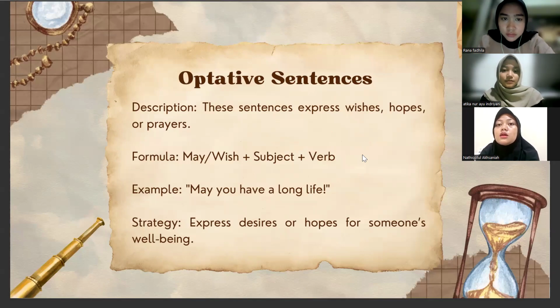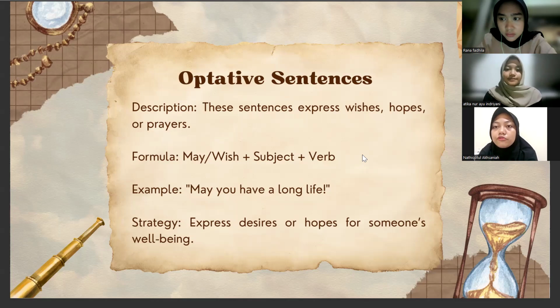And the last kind of sentence is the optative sentence. Optative sentences express wishes, hopes, or prayers. The formula of optative sentences is to have may, or wish, or will, plus subject and verb. For example, may you have a long life.